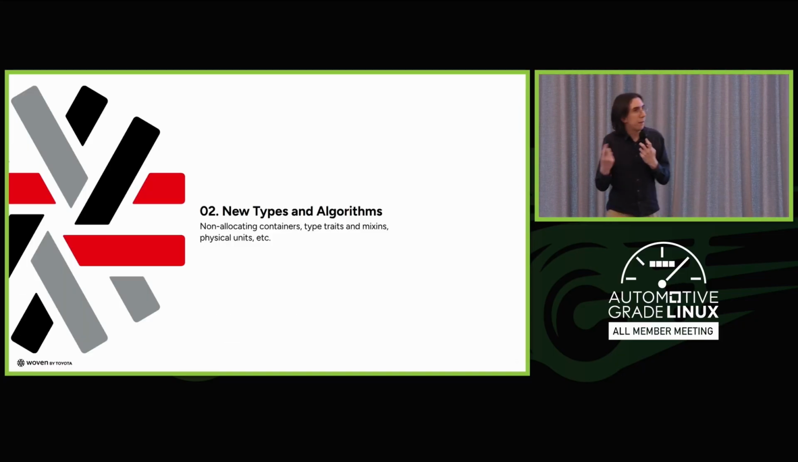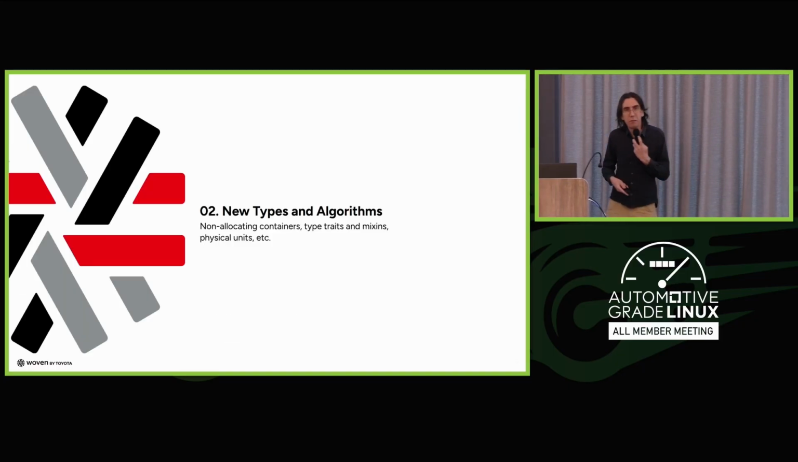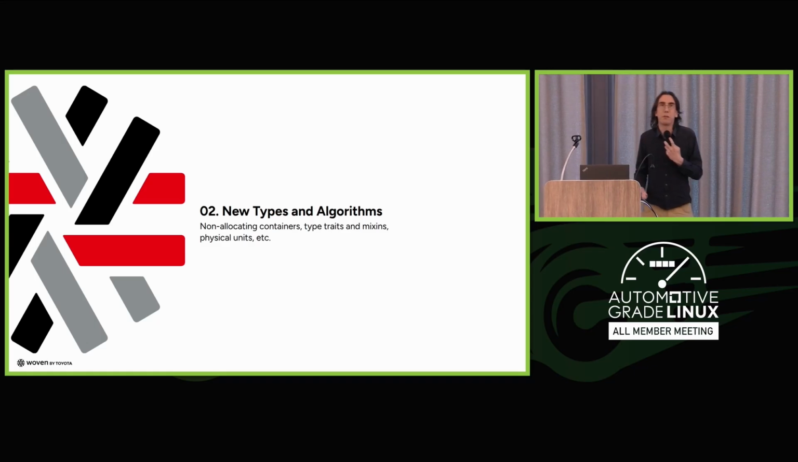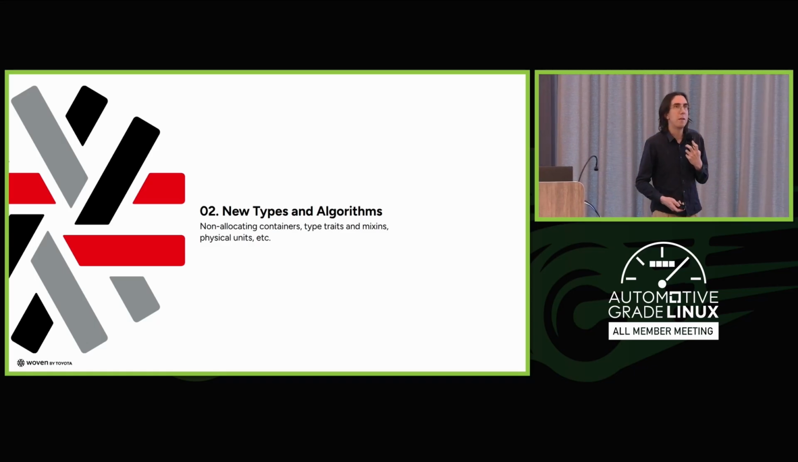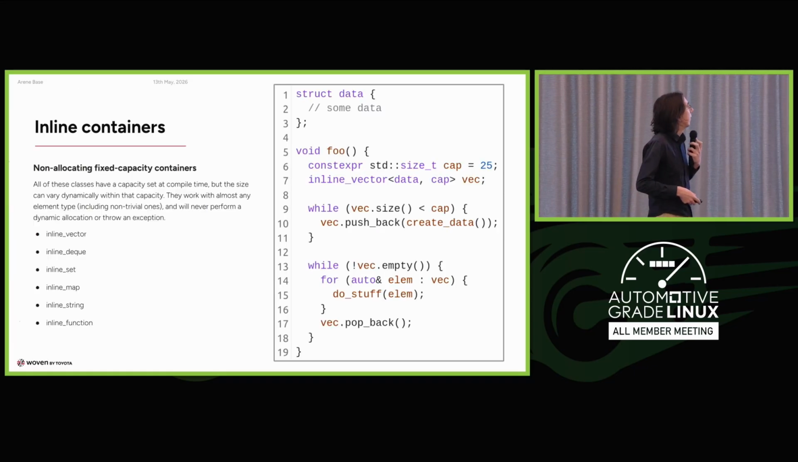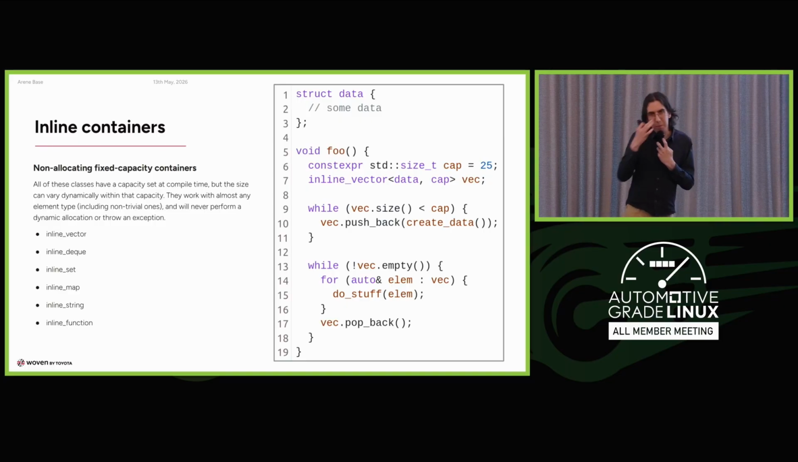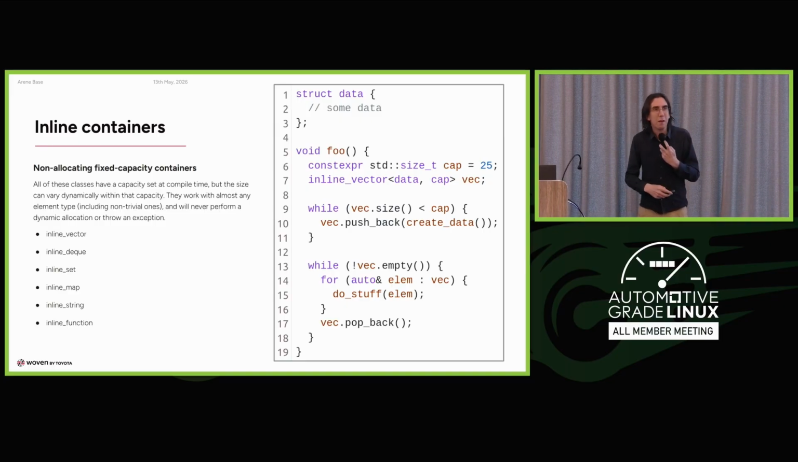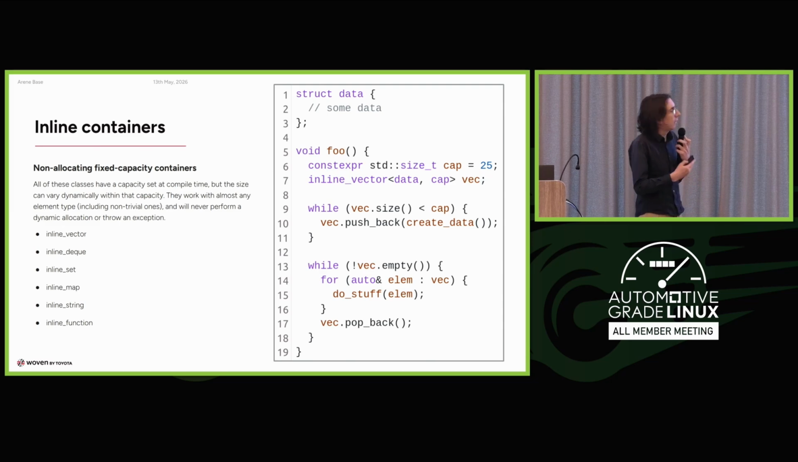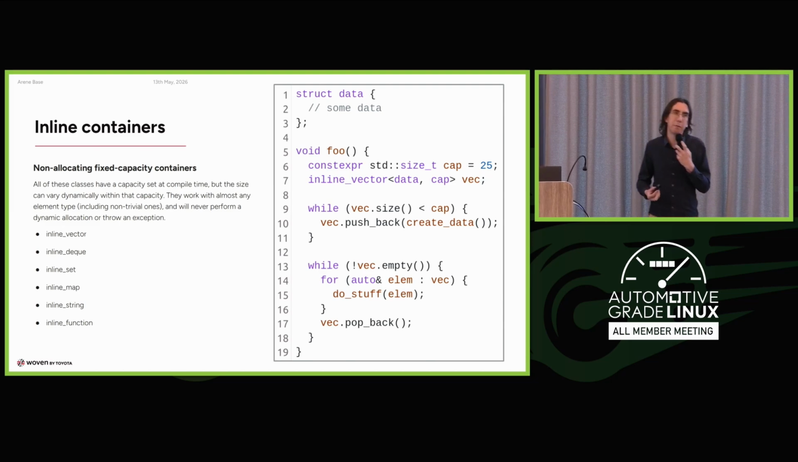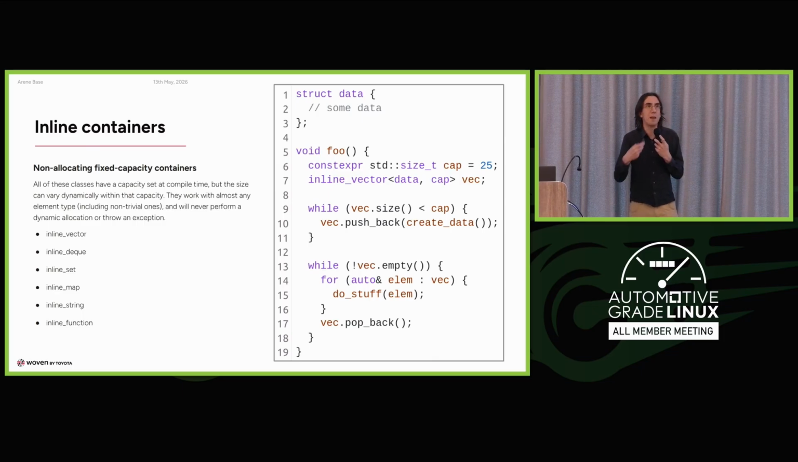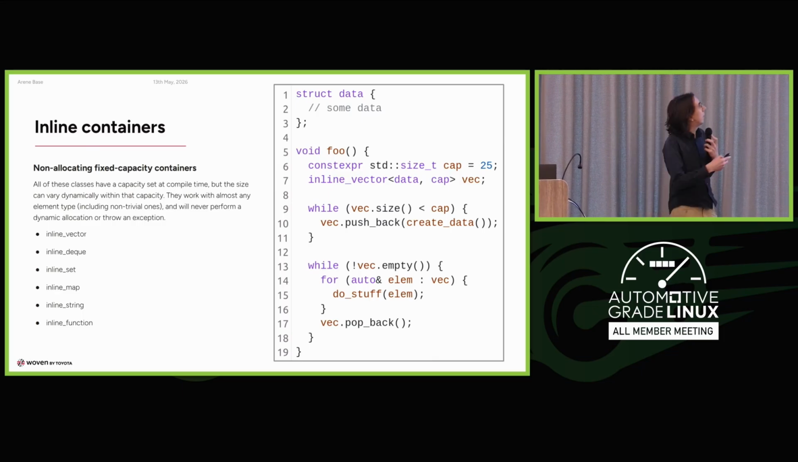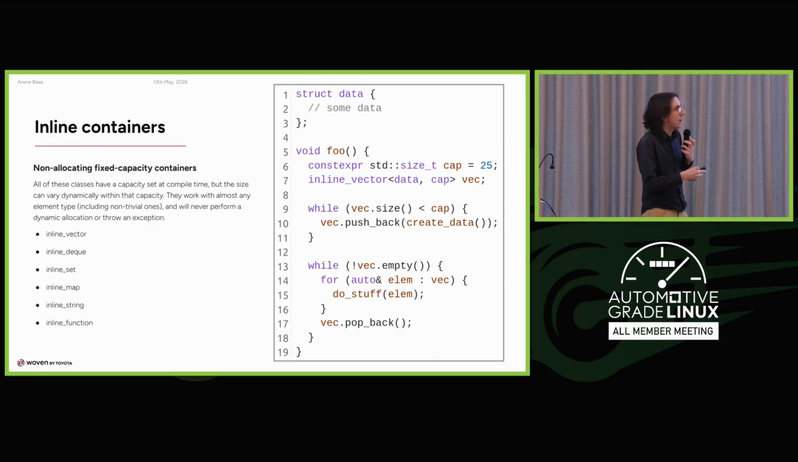So the next part is our own extensions, extra C++ features that we provide to your code. That's not, strictly speaking, part of the standard library or anything. The most popular of these by far is the inline containers. We have a bunch of these, and they basically work like the standard containers. If you're familiar with C++, it has a dynamic vector, dynamic double-ended queue, set, map, string.